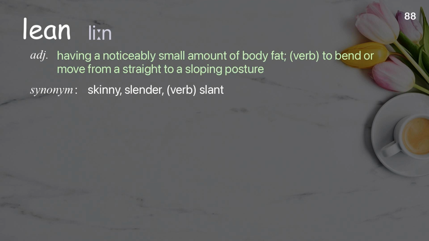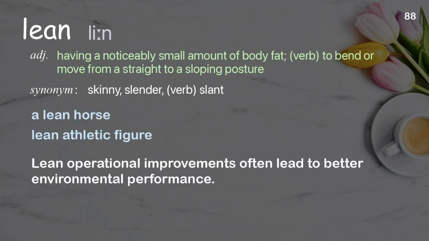Lean. Having a noticeably small amount of body fat. Verb, to bend or move from a straight to a sloping posture. Examples: A lean horse. Lean athletic figure. Lean operational improvements often lead to better environmental performance.